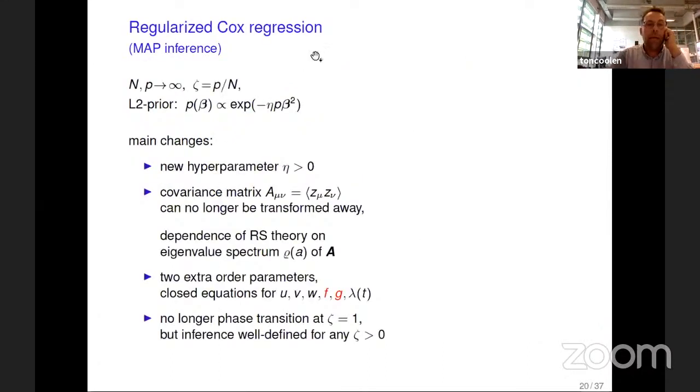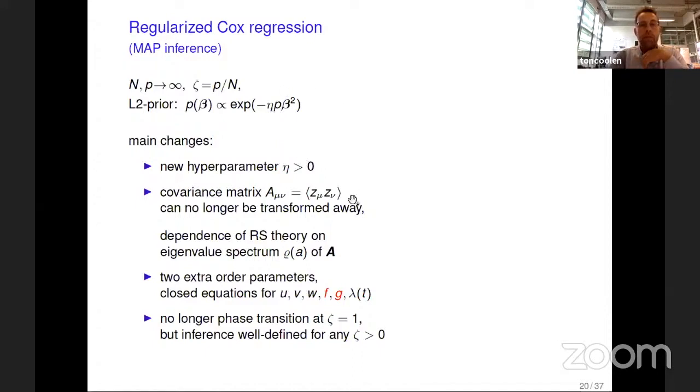If you include MAP inference, there's a couple of changes, but it doesn't change structurally. So now, knowing that, as I showed before, we need to choose our hyperparameter wisely in a way that depends on P. If you have an L2 prior, that means you have to have P here, and the eta would then be order 1. So we have a new hyperparameter.